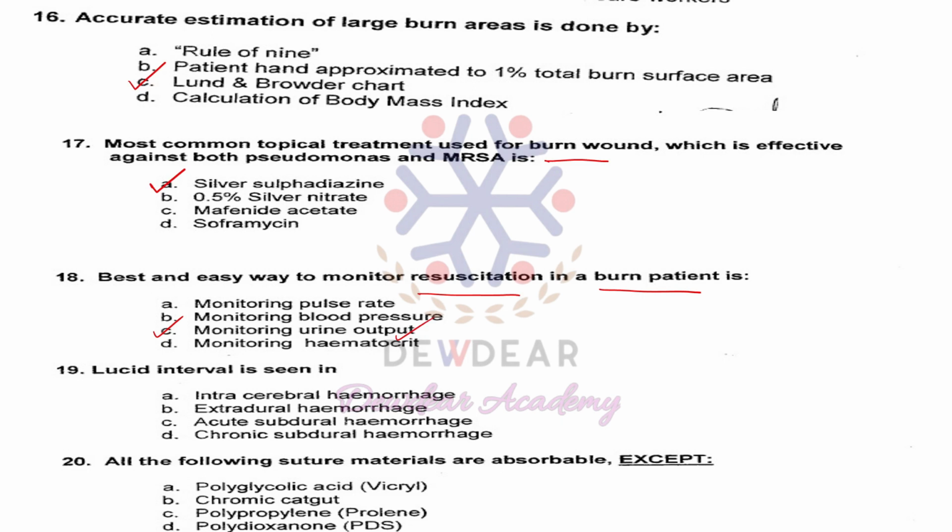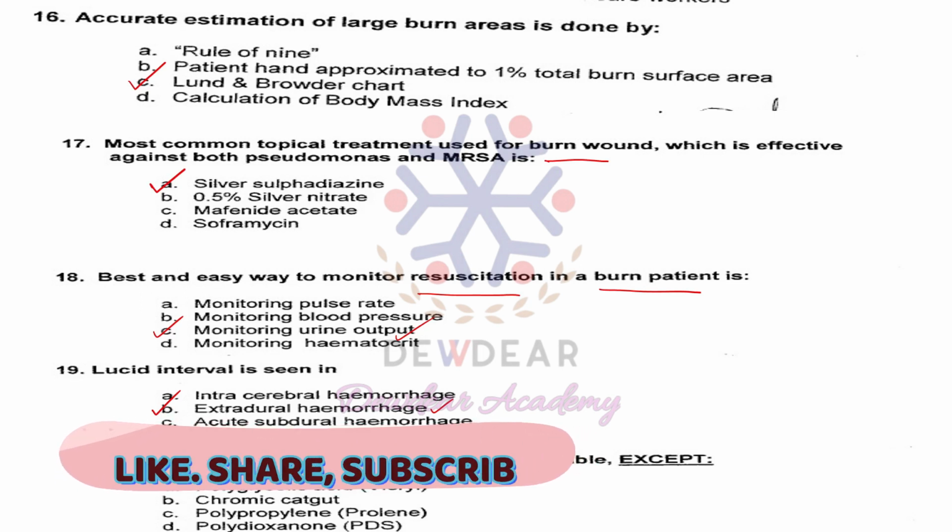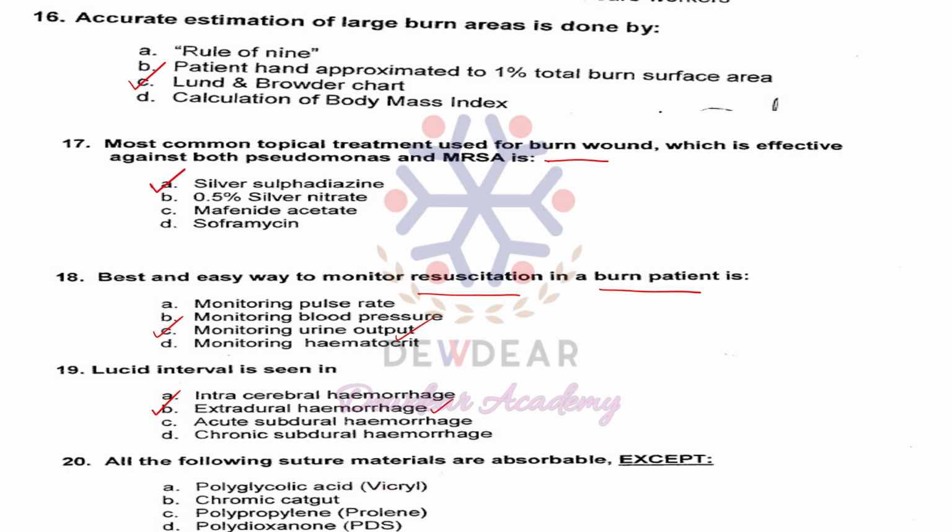Then question number 19. Lucid interval is seen in. Options are intracerebral hemorrhage, extradural hemorrhage, acute subdural hemorrhage, chronic subdural hemorrhage. Correct answer is extradural hemorrhage. Option B is the correct answer. Among all these hemorrhages, this is also a very important topic for the examination. Mainly it is coming in neurology, so it is important. The lucid interval is found in extradural hemorrhage.